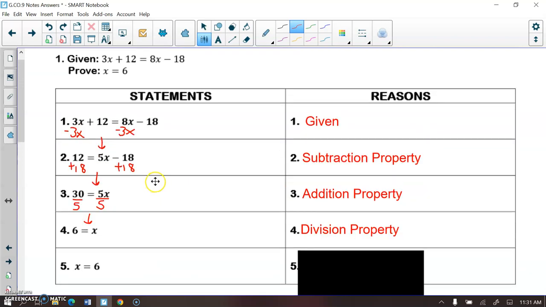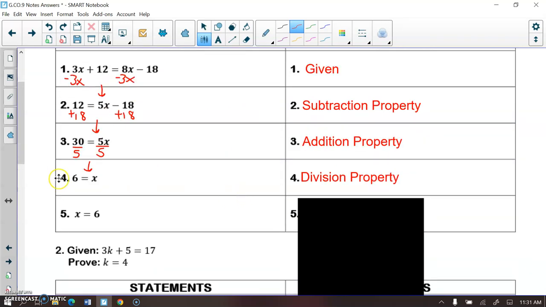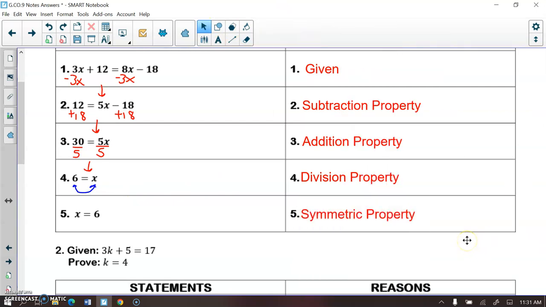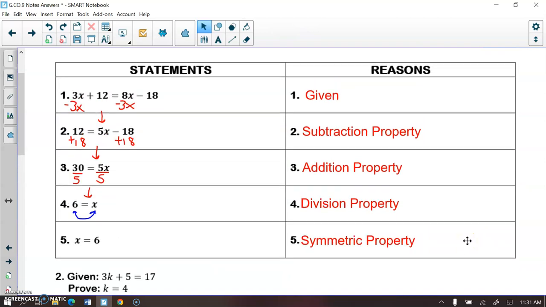And now we're not done, because we want to prove that x equals 6, and we proved that 6 equals x. So what we're going to do is flip-flop the x and the 6 and mirror it. And remember, the mirror property is the symmetric property. And that's our first proof. We did it. Now I may move a little fast for your writing skills, so make sure that after I'm done with the whole proof, you can pause the video and you can write down the steps.